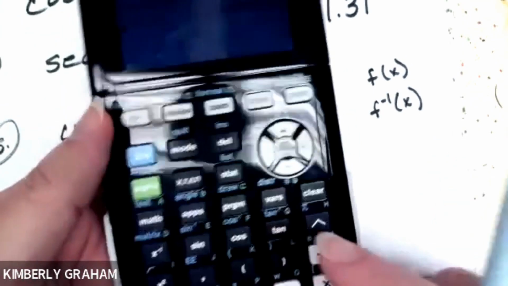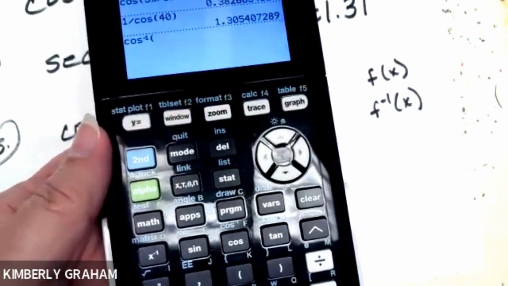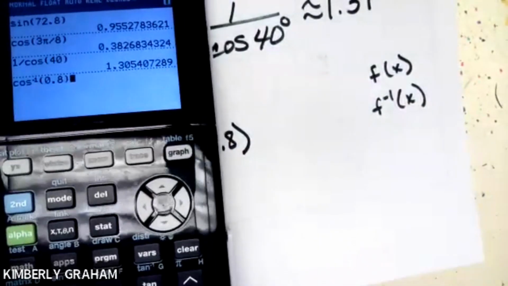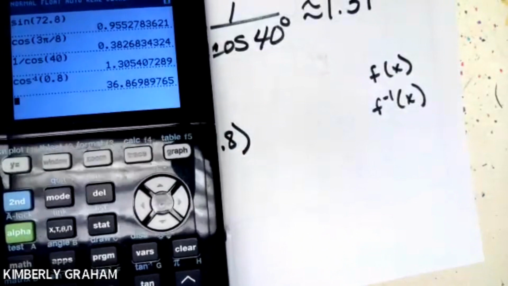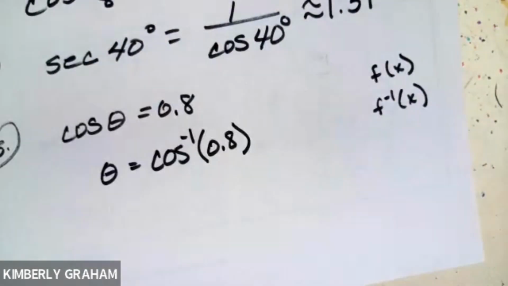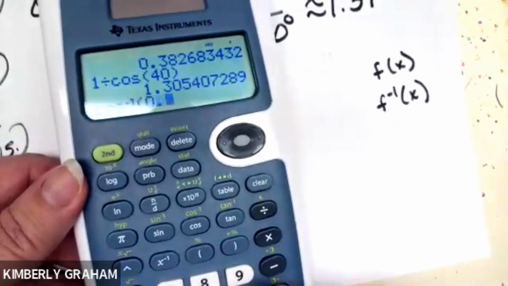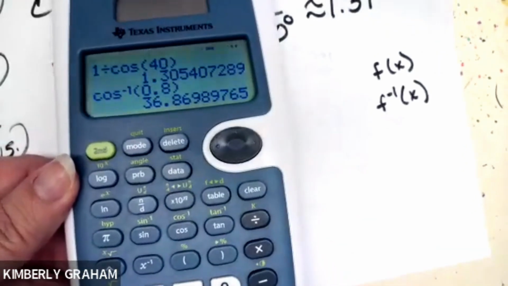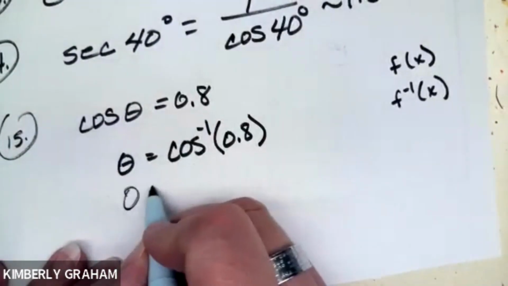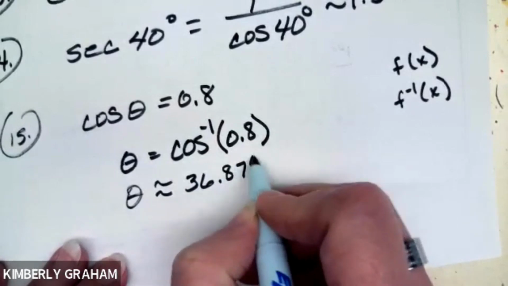So I'm going to hit the second button and then cosine. And notice I have this come up on my calculator with that little -1 symbol. And that's going to be 36.87. Okay. Same thing right here, inverse cosine of 0.8, 36.87. So theta is approximately 36.87 degrees.